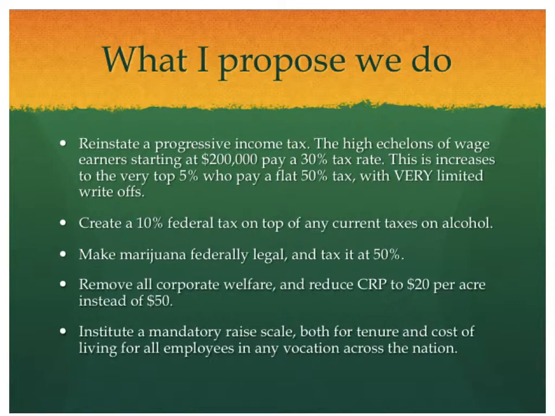Create a 10% federal tax on top of any current taxes on alcohol. Make marijuana federally legal and tax it at 50%. Remove all corporate welfare and cut CRP to $20 per acre instead of $50. Institute a mandatory raise scale, both for tenure and cost of living, for all employees in any vocation across the nation.